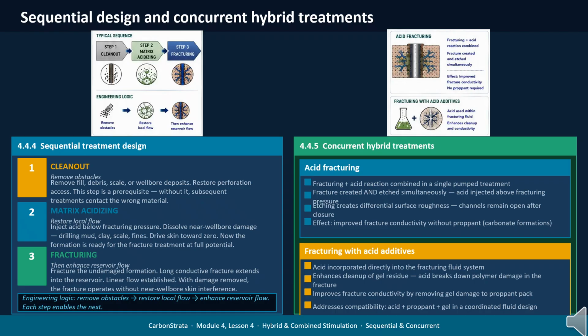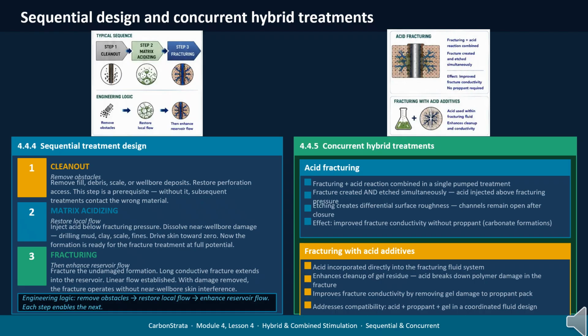Now acidizing. This removes near-wellbore restriction. Not for production yet. For preparation. Without this step, the fracture starts in a restricted zone. So the benefit of the fracture is reduced at the entry. Now fracturing. This is the only step that creates flow capacity, but it only delivers its full effect because the previous two steps removed interference. So in sequence, first remove obstruction, then restore local flow, then extend into the reservoir. Each step enables the next.